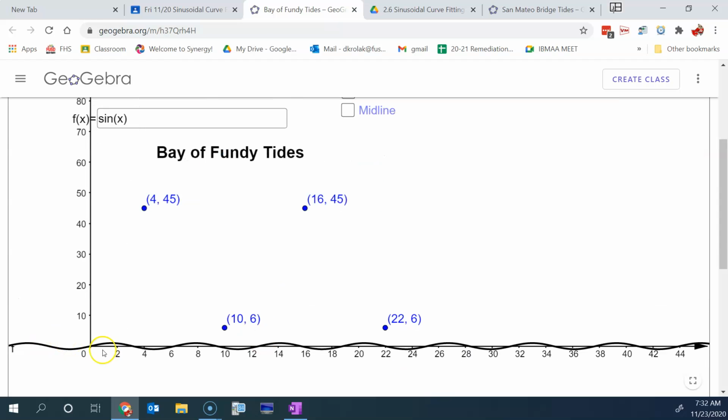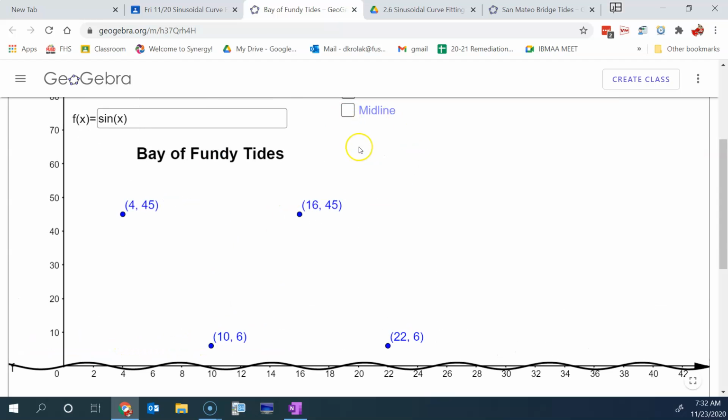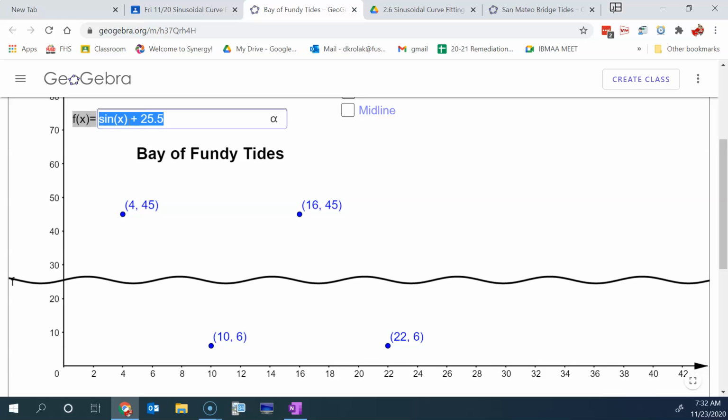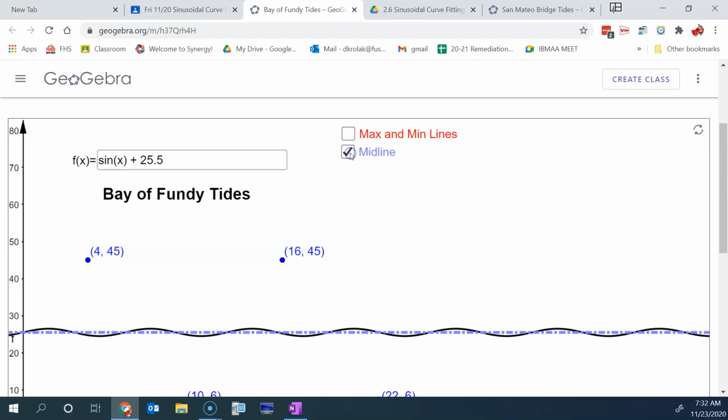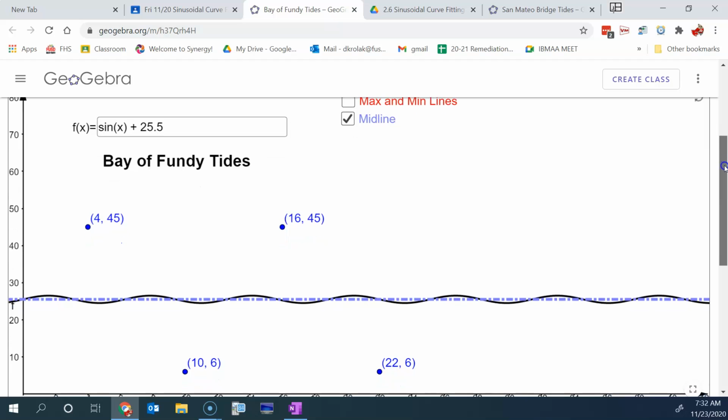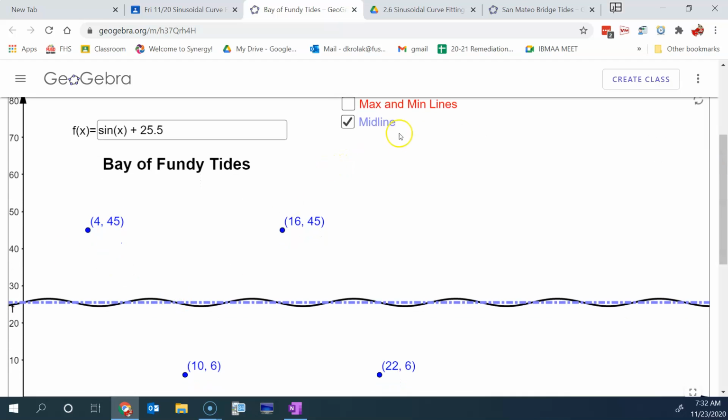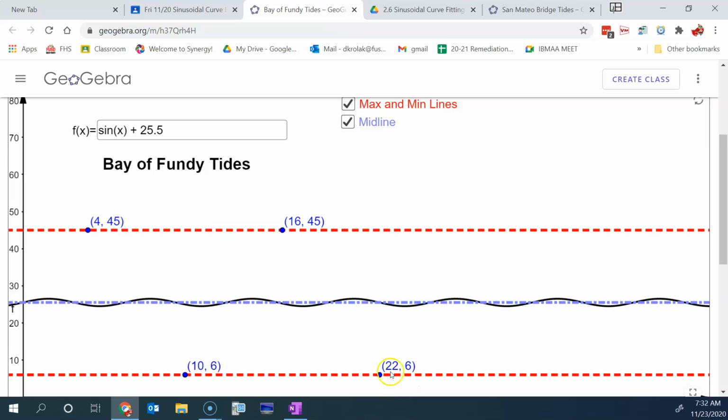Then I'm going to graph that on the GeoGebra link. Down below is just a normal sine curve, and I'm going to put in D, which is 25.5. If I click on the midline here, that should correspond to where the graph is. Now my high and low values will be a line at 45 and a line at 6.